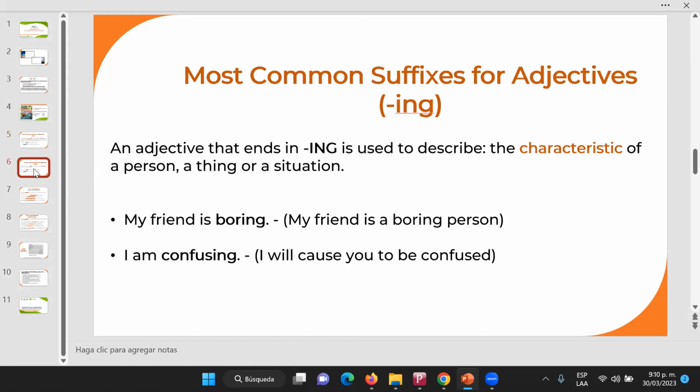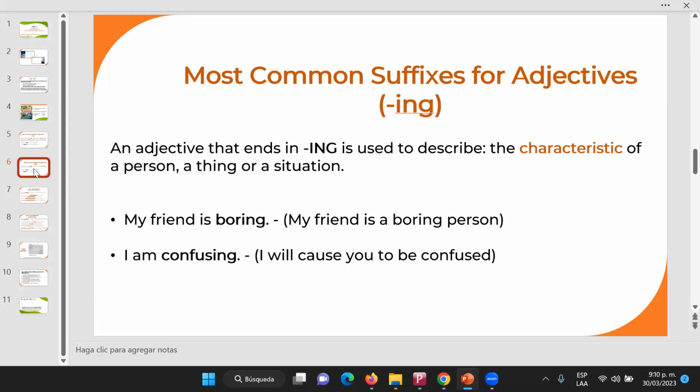Now we have the second group, which is related to this suffix that is ing. This is more flexible, you know, because when we are using the adjective that finishes with ing, we're talking about a general characteristic. So first of all, this characteristic would be for the long term. And in this case in particular, when they finish with ing, we can use them with any noun that we want. Could be for animals, could be for people, for places, for objects, etc. Okay?